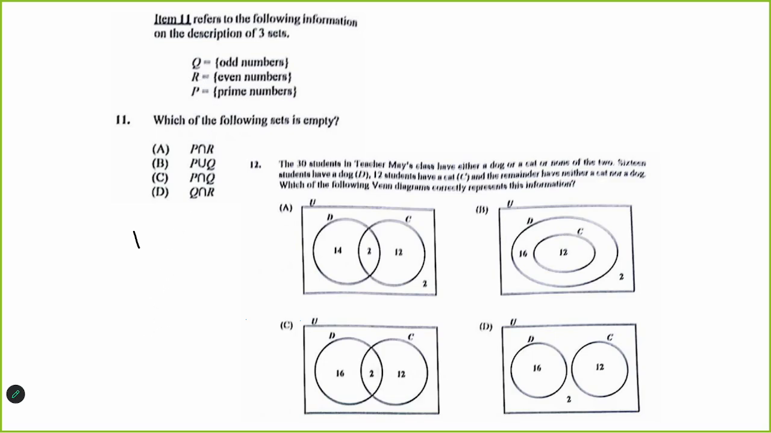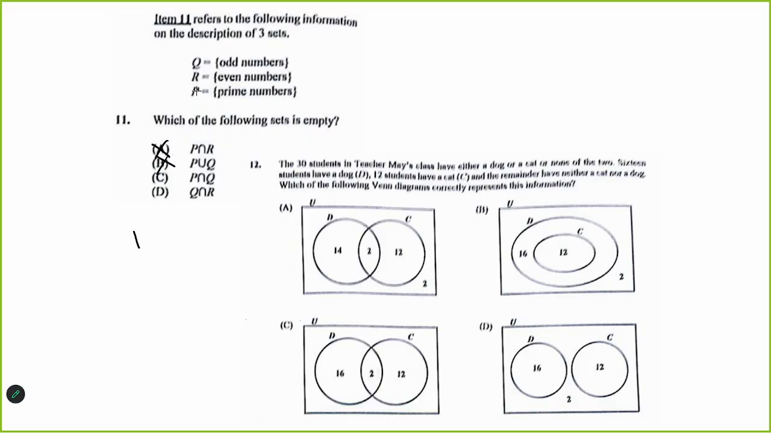Is there a prime number that's also an even number? Yeah, it is, right? A prime number is 2, and 2 is also an even number, so it will not be this. When you see U, this U, that means union. So that is not an empty set. That means we're adding all the elements.